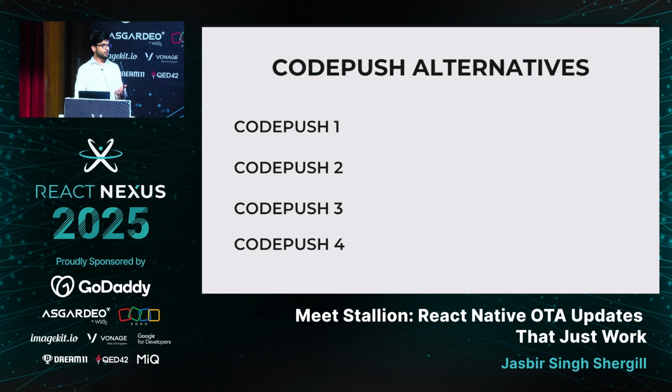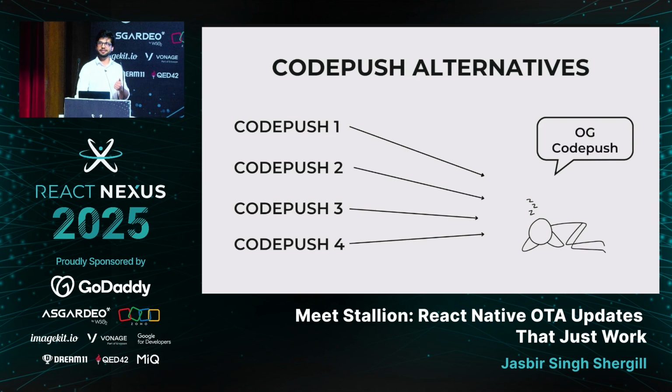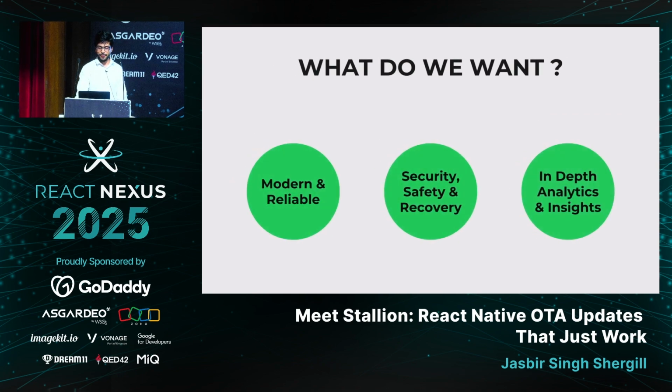So I'm sitting there and evaluating which among these solutions is the best for our use case. And that is when I find something rather peculiar. All of these platforms had one thing in common: all of their SDKs were pointing to the same old, unmaintained, issue-ridden, sleeping OG CodePush. So this again was a dead end for us.